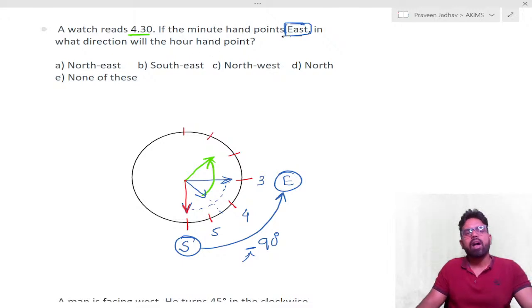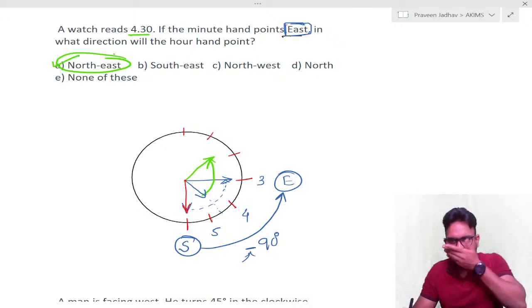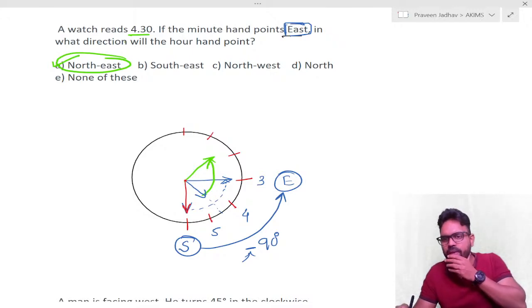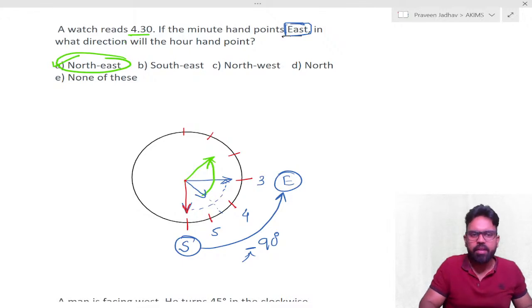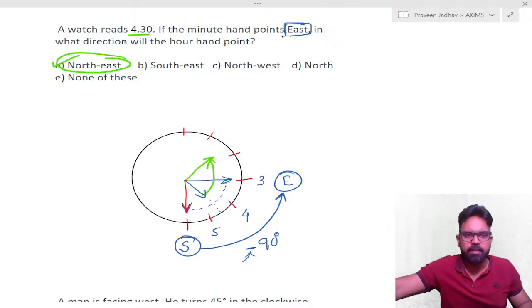In which direction will the hour hand be pointing? Hour hand will be pointing northeast. Do I have northeast as an option? Getting it, everyone? Option A says Varun Govil. Maltesh says option A. Very good.